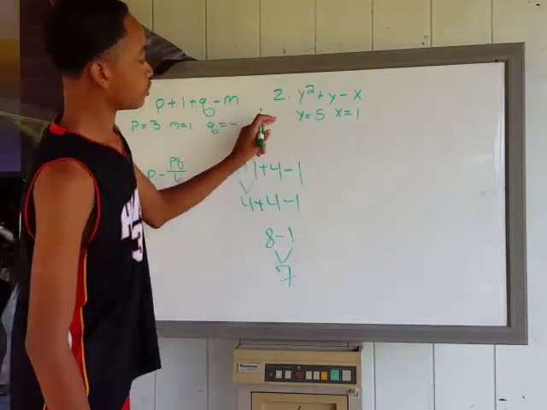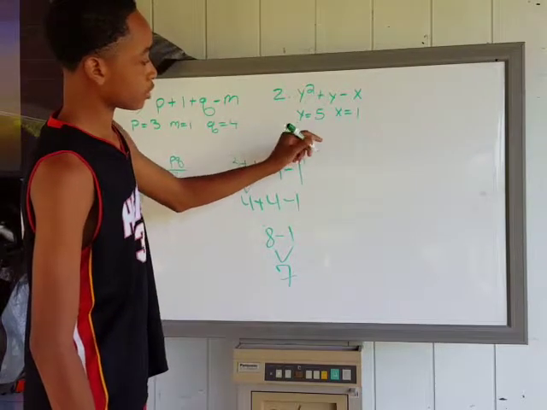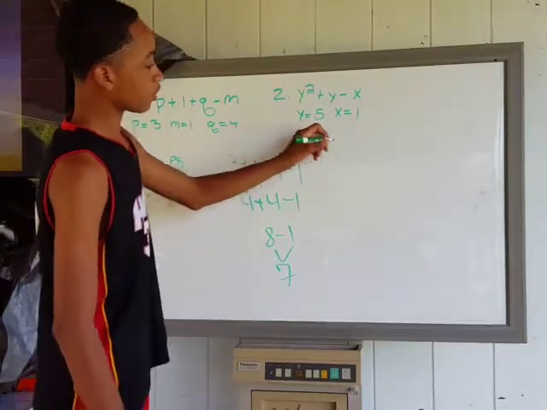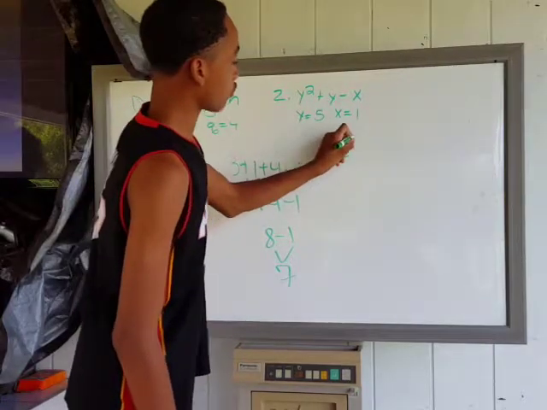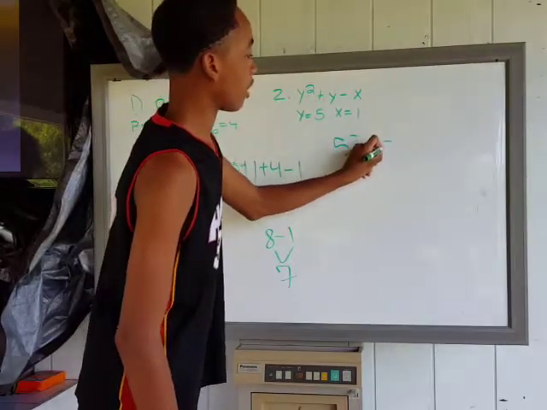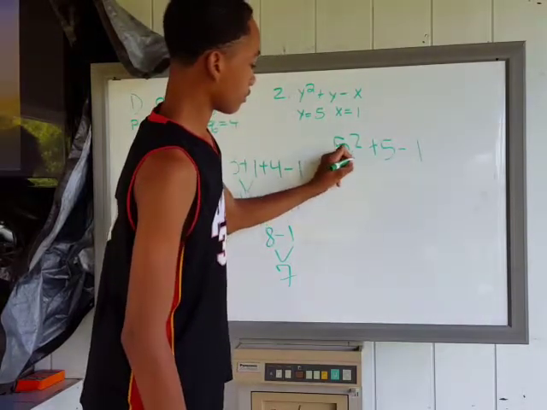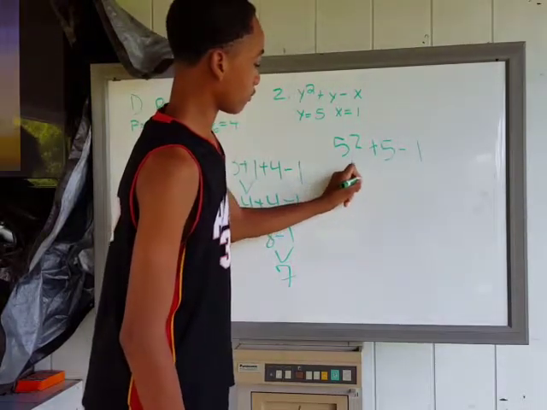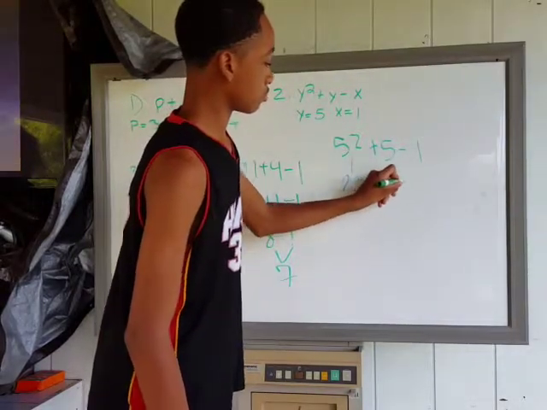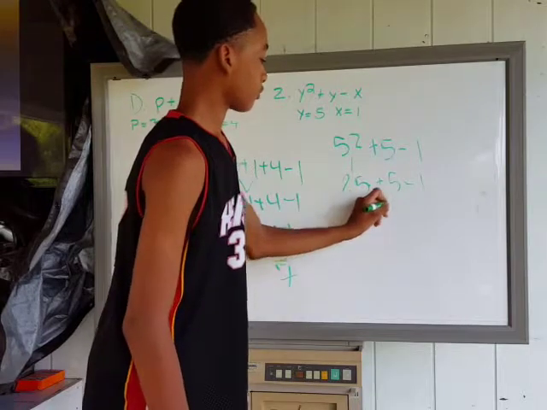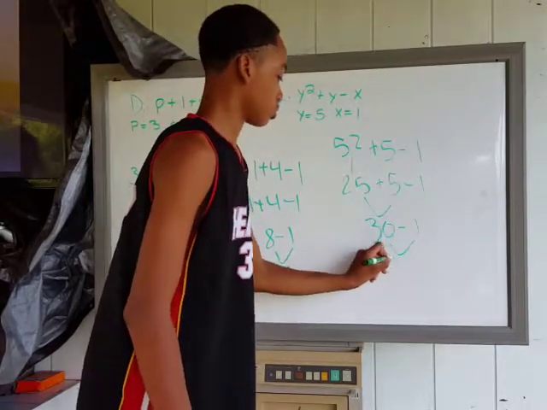And so now number 2 is y squared plus y minus x. Y equals 5, x equals 1, so it will really be 5 squared plus 5 minus 1. So 5 squared equals 25, and then bring down the equation. 25 plus 5 equals 30. 30 minus 1 equals 29.